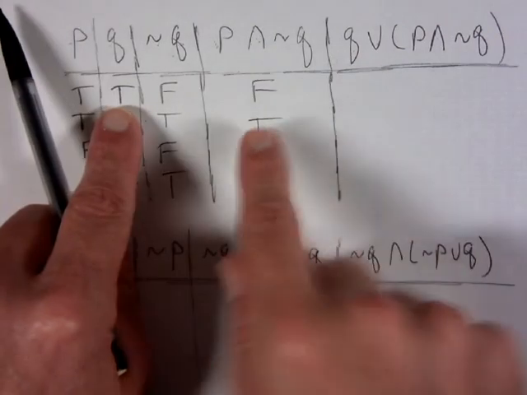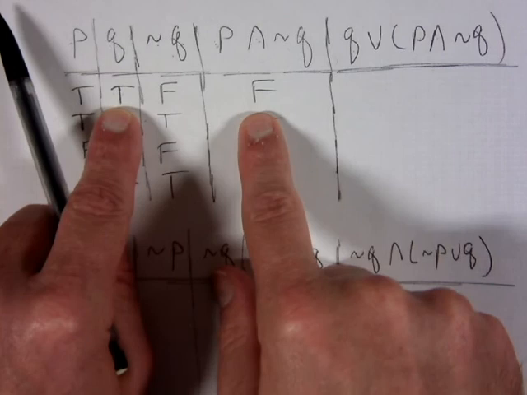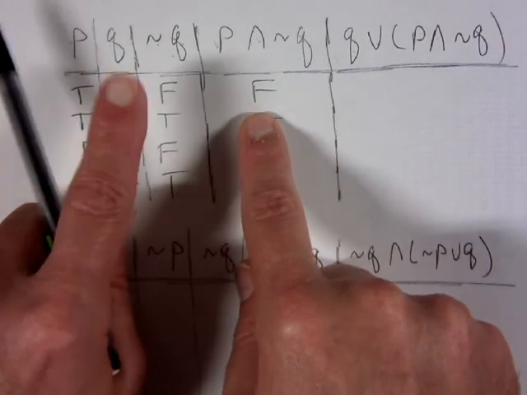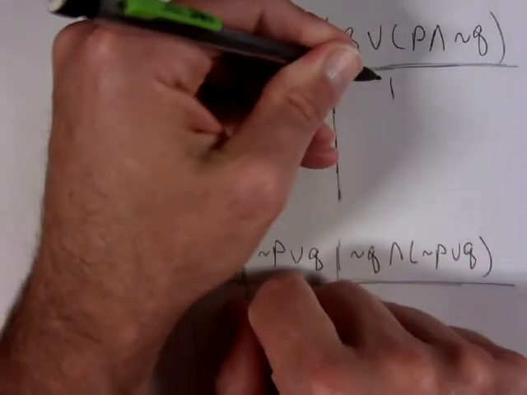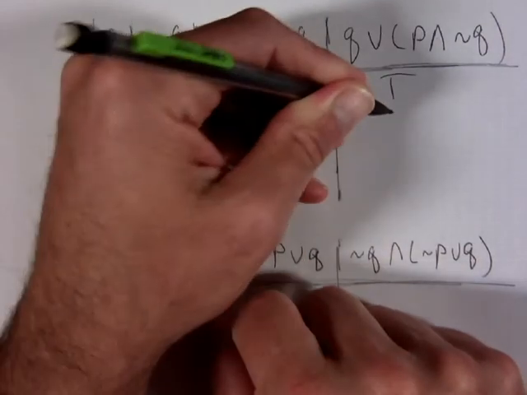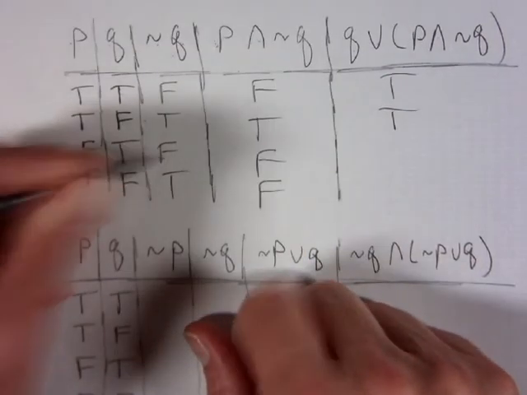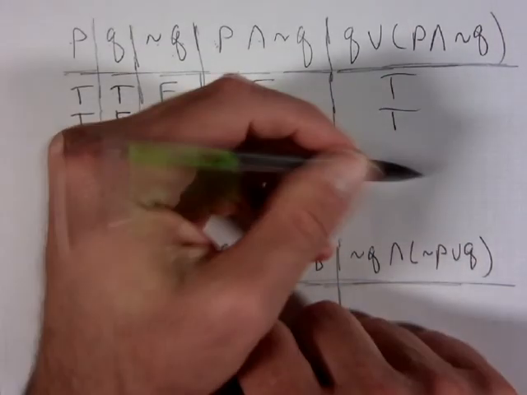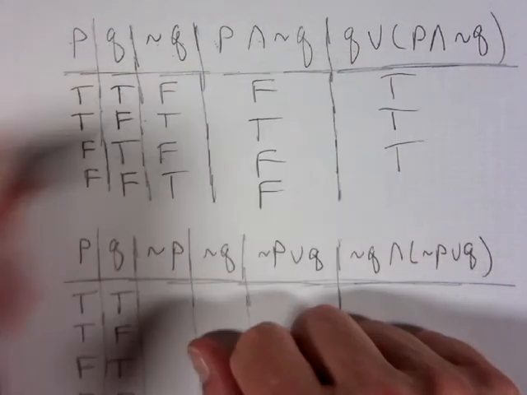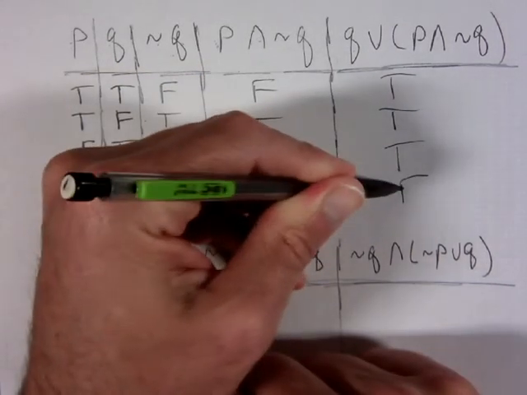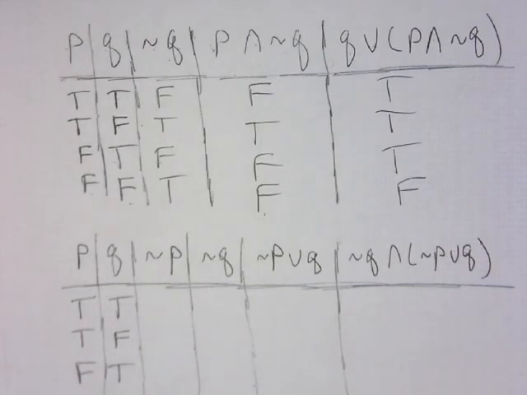Well, the only way that or can be false is if both parts are false. So true or false makes true. False or true makes true. True or false makes true. And false or false makes false. All right, and then we have finished that table. One more that I want to try.